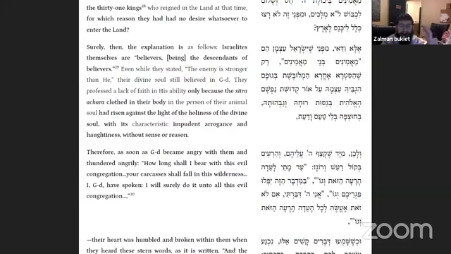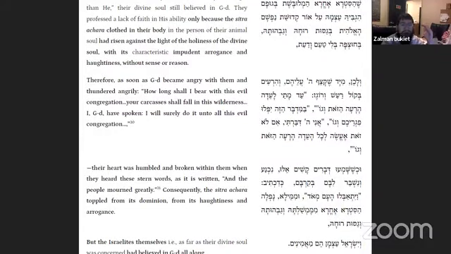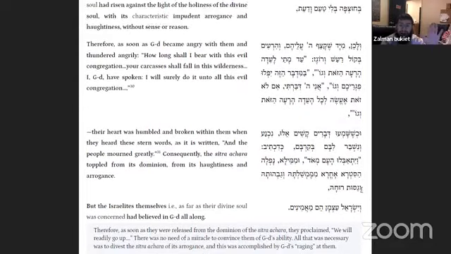When they heard all these things, nichna venishbar libam bekirbam, their hearts trembled and were broken within them. And the people mourned greatly. This automatically melted the Sitra Achra, toppled it from its dominion, from its haughtiness, and from its arrogance.